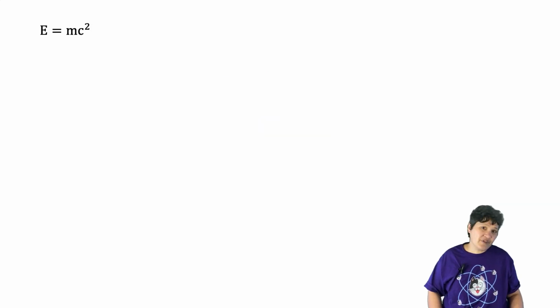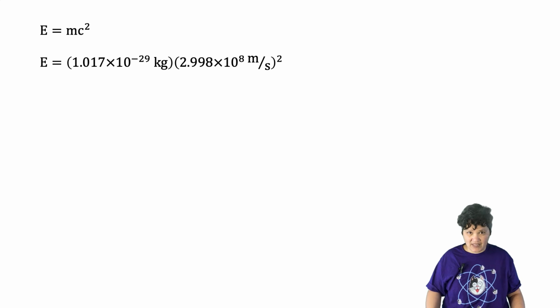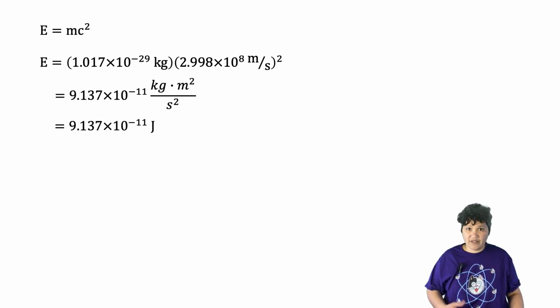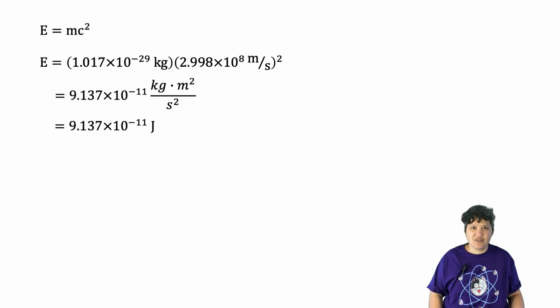All right, time for the Einstein equation. Let's plug in our mass as well as the speed of light. Our calculator tells us that this is 9.137 times 10 to the minus 11th joules. I'm not going to convert that to electron volts this time. You'll see why in a minute. As a reminder, this is the amount of energy produced by one nuclear decay of uranium-238.